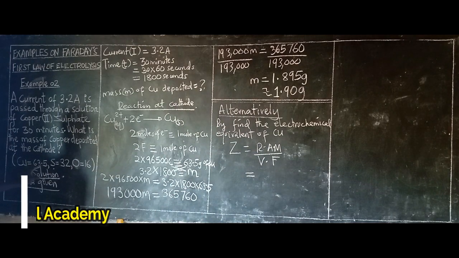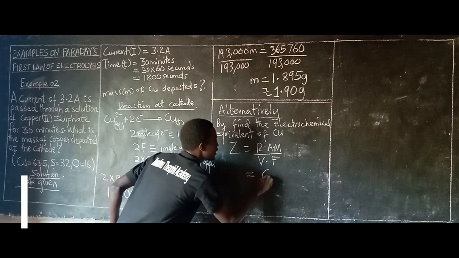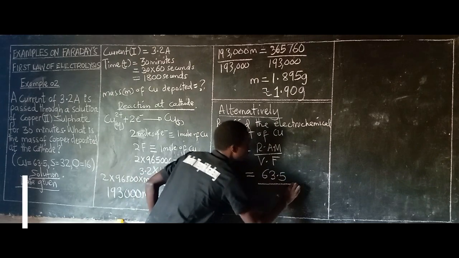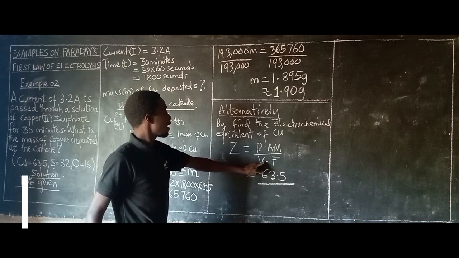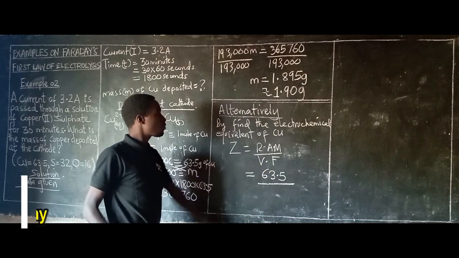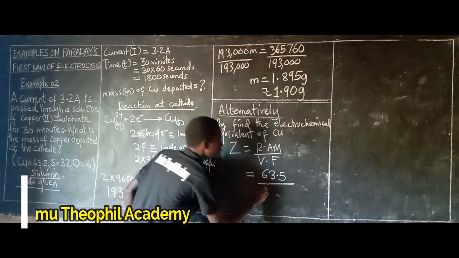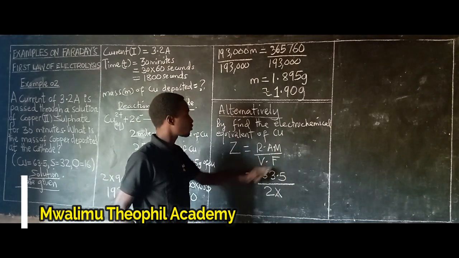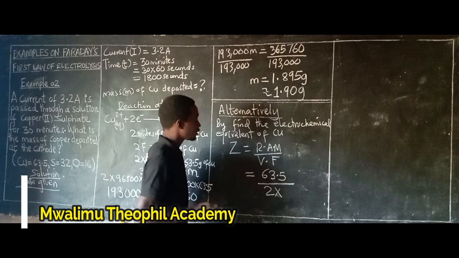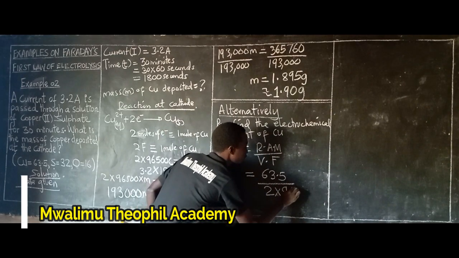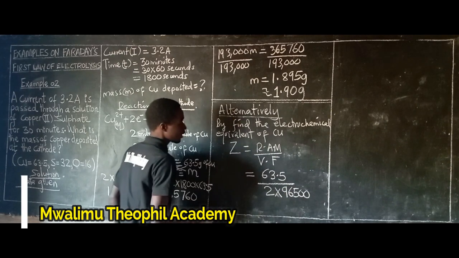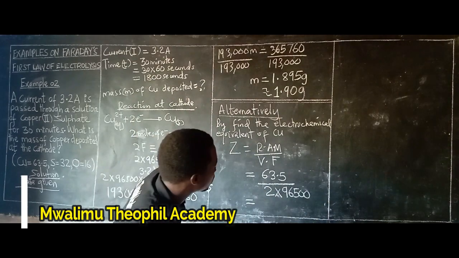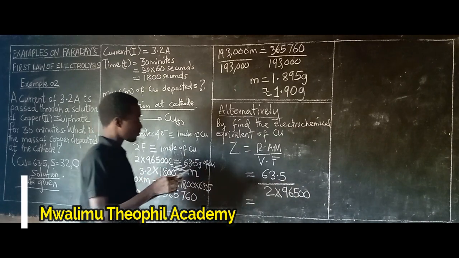If it is 63.5, it must be put in the numerator, 63.5 over, and we divide by the valence of copper. Copper has a valence of 2. So we put 2 here times Faraday's constant. Faraday's constant is equal to 96,500 coulombs, so it is 96,500. Now let us divide so as to get the electrochemical equivalent of copper.